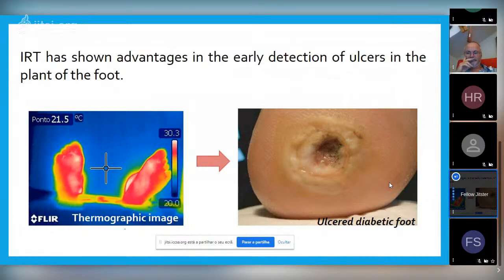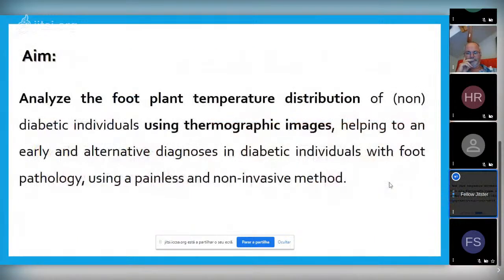So infrared thermography can help observing these changes. In this work, we aim to analyze the foot plant temperature distribution of both diabetic and non-diabetic individuals using thermographic images, and to help get an early and alternative diagnosis in diabetic individuals with foot pathology. And a very important point is that it is a painless and non-invasive method.